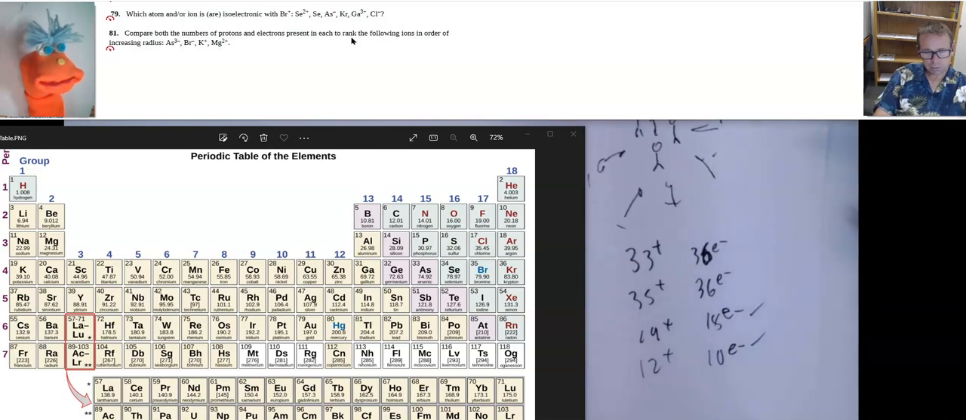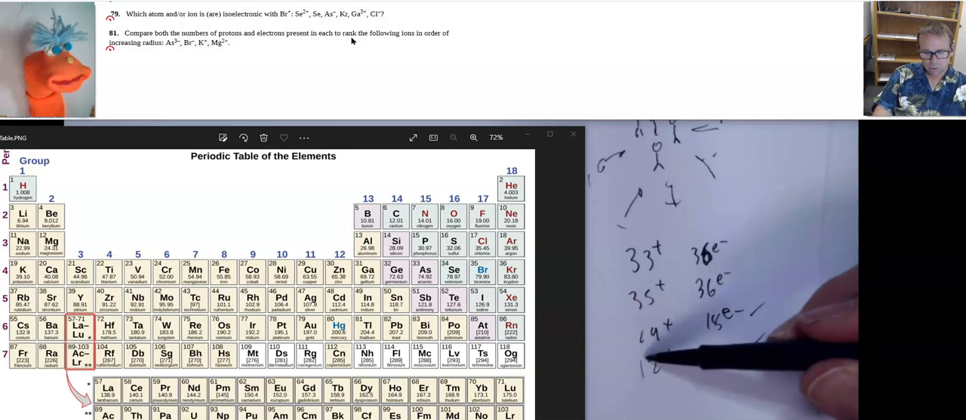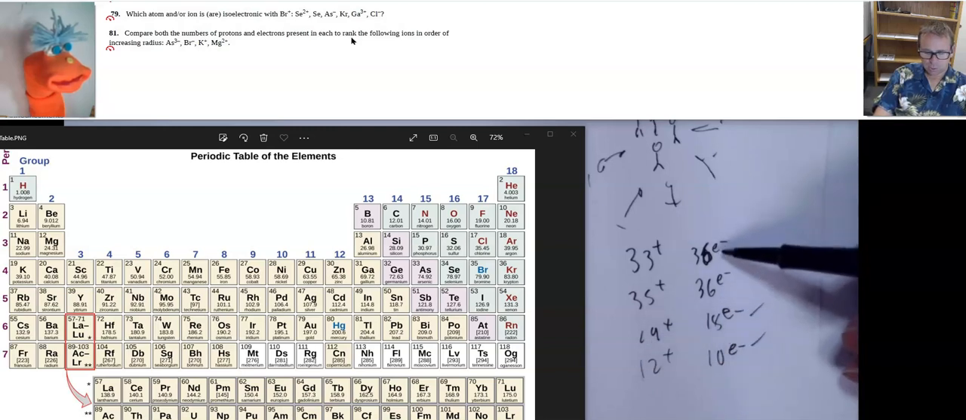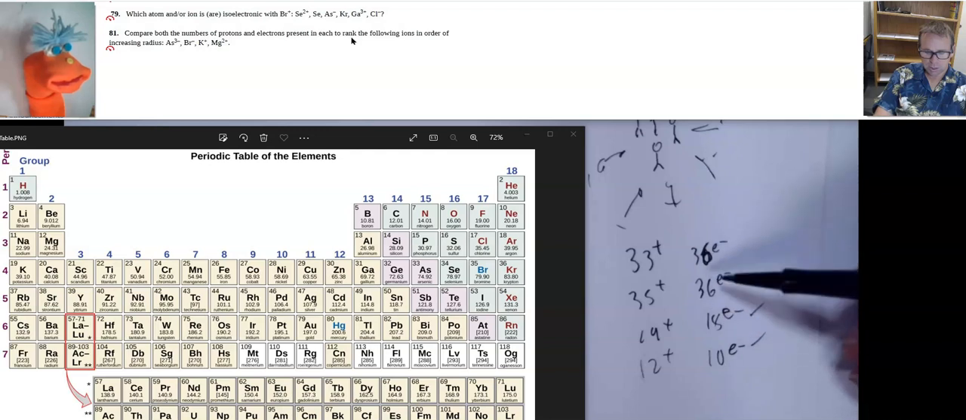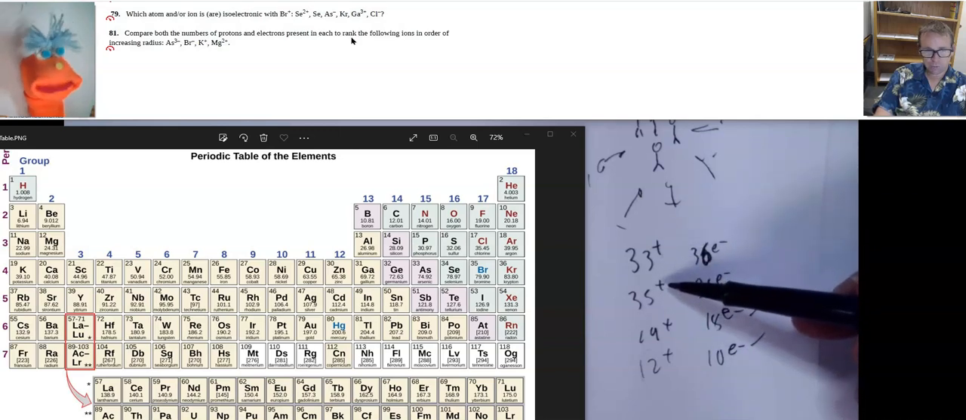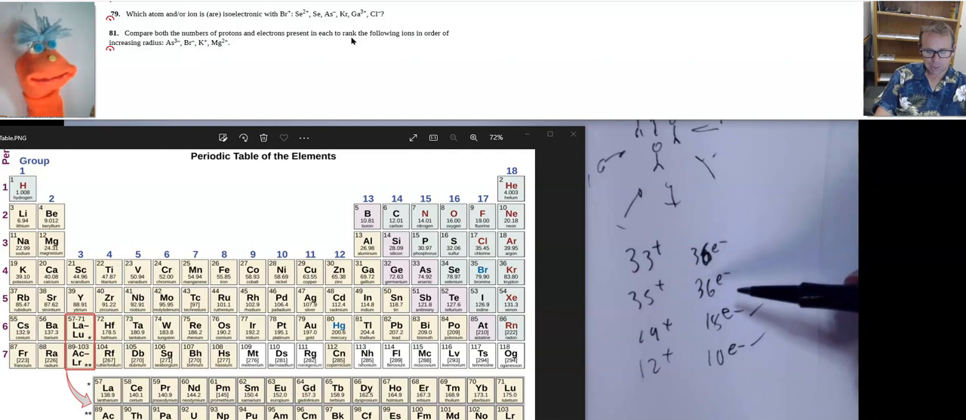Sorry, I didn't realize you couldn't see very well. So this is going to be the smallest. It has 12 protons and 10 electrons, so 10 is much smaller than 18 or 36. 18 is going to be much smaller than 36. But if I have 36 electrons in both of these, which one is going to be the smallest? It's going to depend on the protons. So the 35 protons, which is the bromide ion, has more protons, so it's going to draw them in closer. That's right.